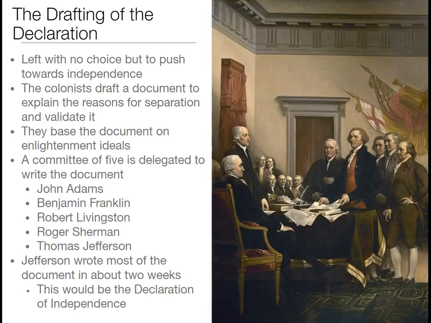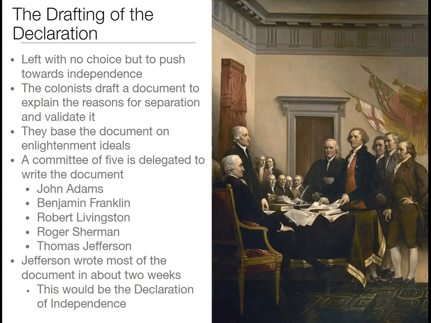The drafting of the Declaration. Left with no choice but to push towards independence, the colonists drafted a document to explain the reasons for separation and validate it. So the purpose of the Declaration is that they are declaring their independence from Great Britain, and they're going to explain in great detail why.